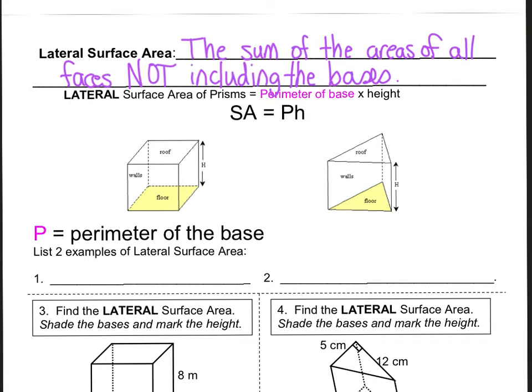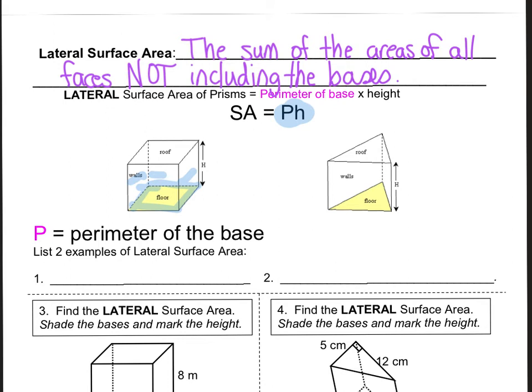So notice that it's just SA equals PH. We don't have that extra piece of plus 2B because we don't want to include the bases. That is just like if you were thinking about a room, lateral would be just the 4 walls of that room. Again, big P is perimeter of the base. We would still need to find that because when it wraps around, that is what makes the length for us.